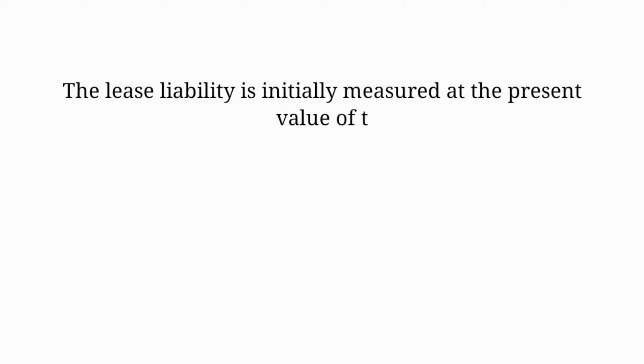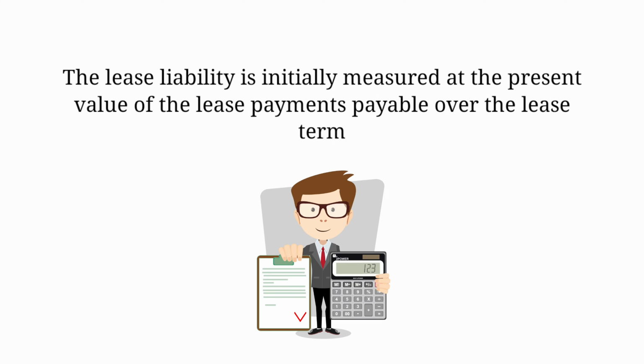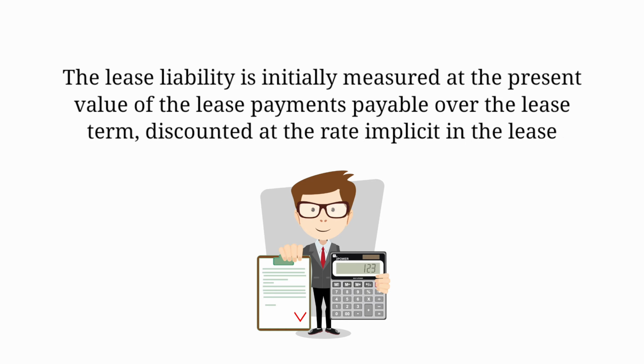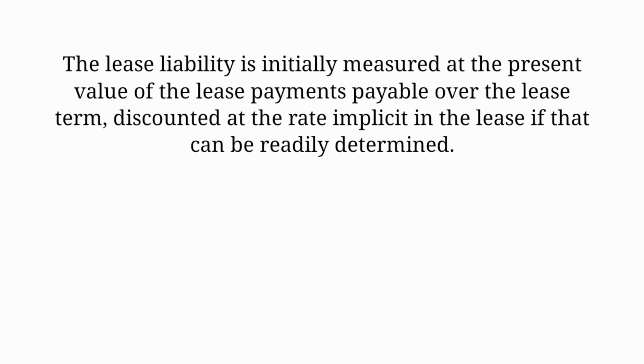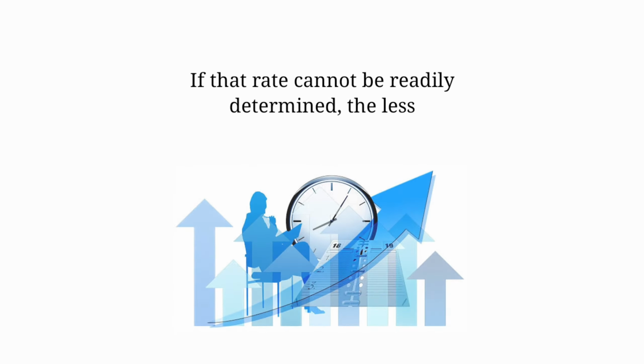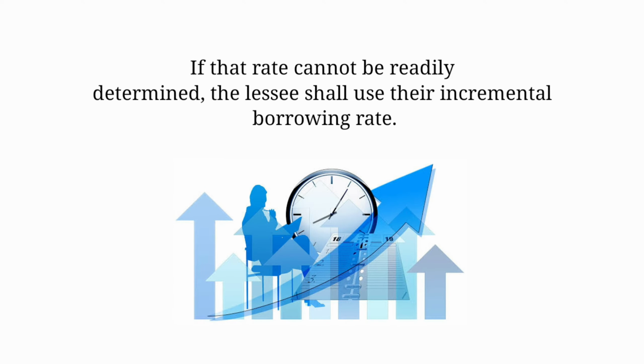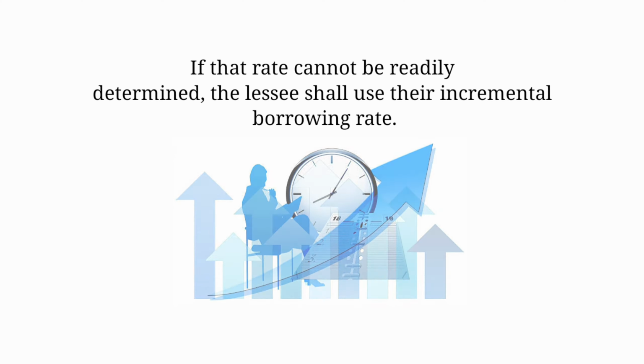The lease liability is initially measured at the present value of the lease payments payable over the lease term, discounted at the rate implicit in the lease, if that can be readily determined. If that rate cannot be readily determined, then the lessee shall use their incremental borrowing rate.